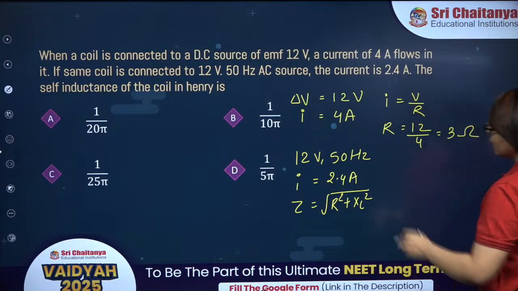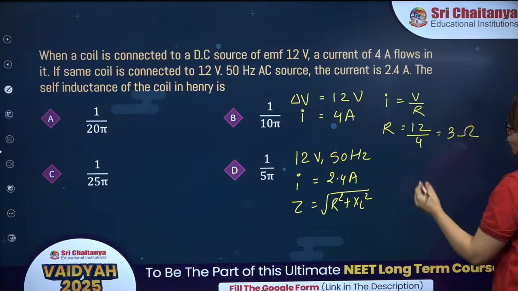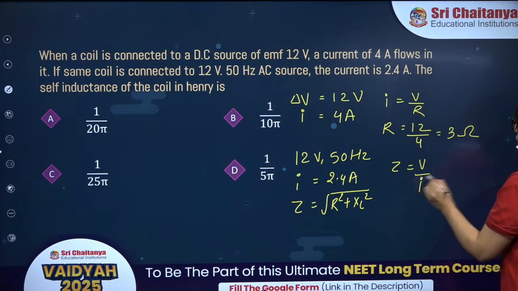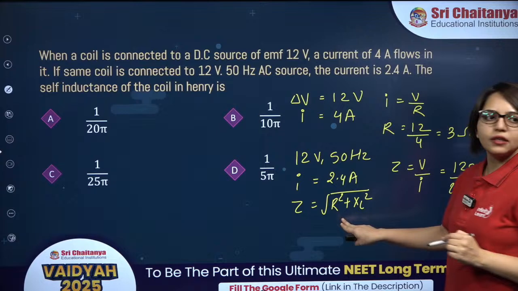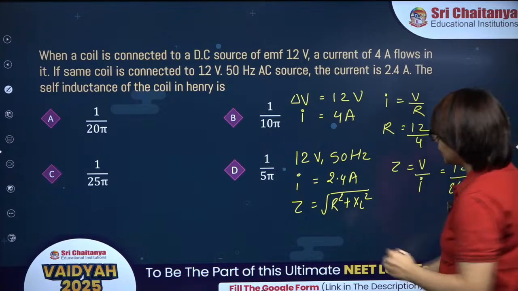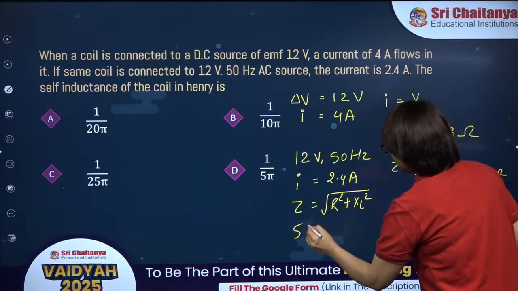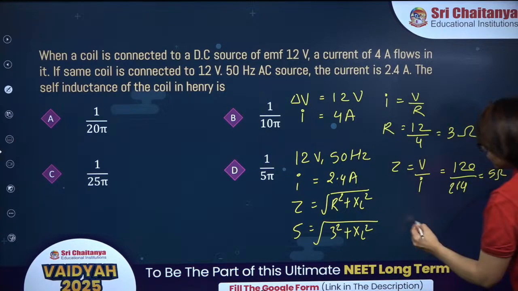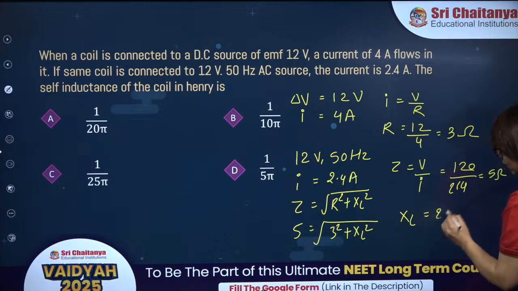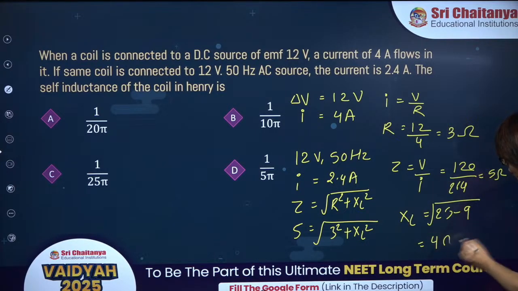If you find the value of Z, it will be V RMS divided by I RMS. So it is 12 upon 2.4, which is equal to 5 ohm. So Z is equal to 5 ohm, resistance is equal to 3 ohm. If you put Z and resistance in this equation, you will get XL. So 5 is equal to the square root of 3 square plus XL square. From this you will get XL as the square root of 25 minus 9, which is equal to 4 ohms.